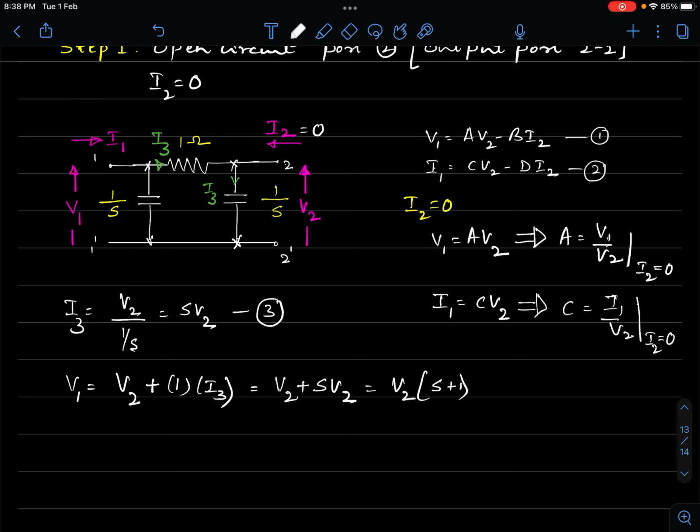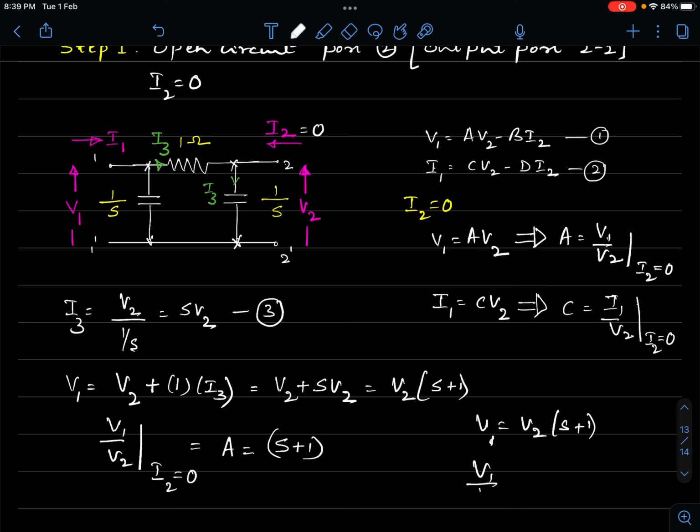Now we will take the ratio of V1 to V2. This is obtained with the condition I2 being 0, and this here is nothing but A. So this is my A, and it is equal to S plus 1. I suppose it's clear. So V1 equals S plus 1 times V2, V1 is V2 into S plus 1.